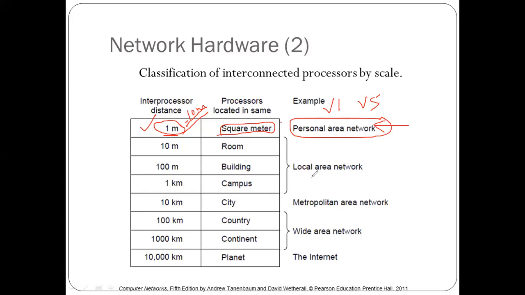Then we have a local area network. So a local area network has a range of something around 50. Now that range is improved, and you can see up to 1 kilometer, right? So from 10 meters to 50 meters to 1 kilometer, we are able to communicate in our local area network.